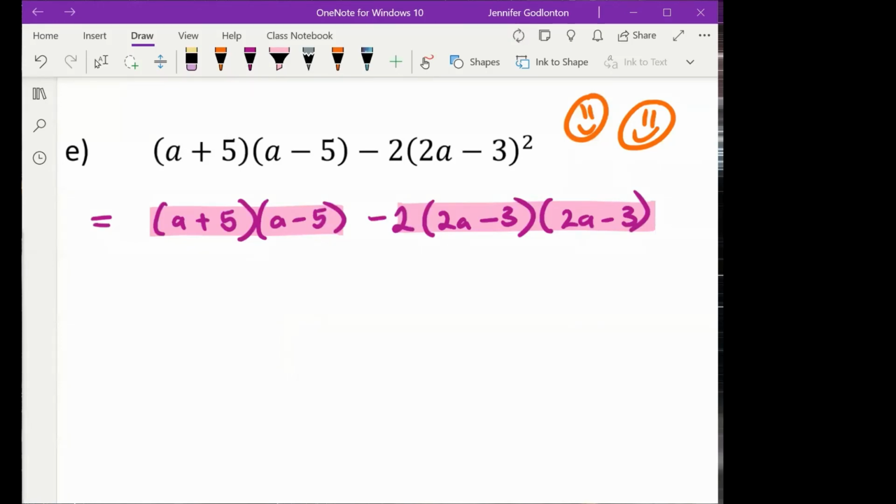Milma, how can I help? Ma'am, I just wanted to ask, with the bracket 2a minus 3, 2a minus 3, do they cancel each other out or do we just multiply them? Yeah, they definitely don't cancel each other out. You're going to multiply them together. Okay, thank you.